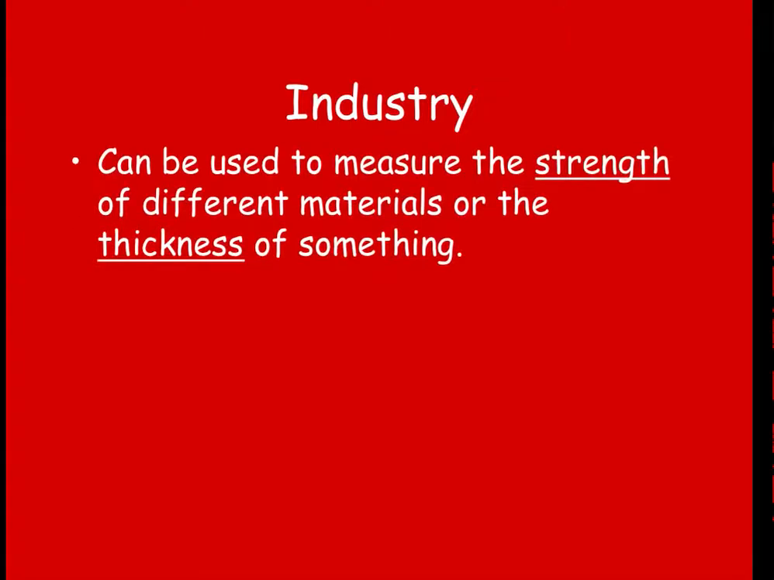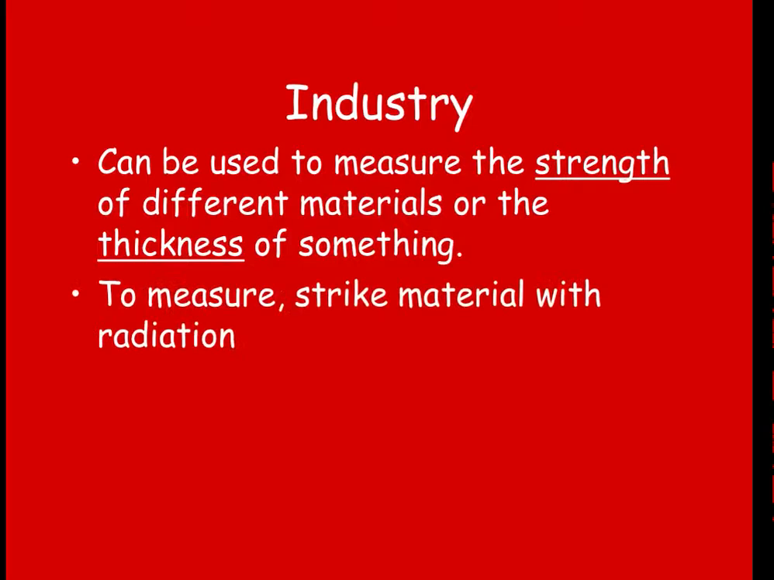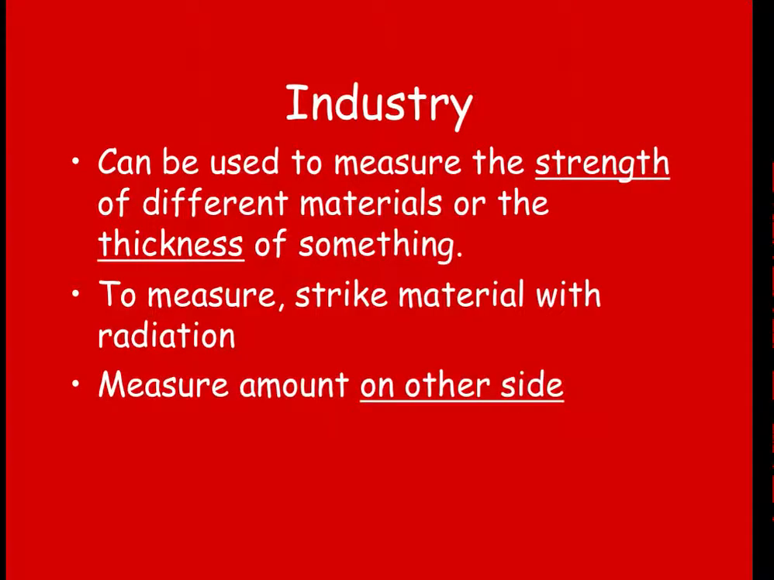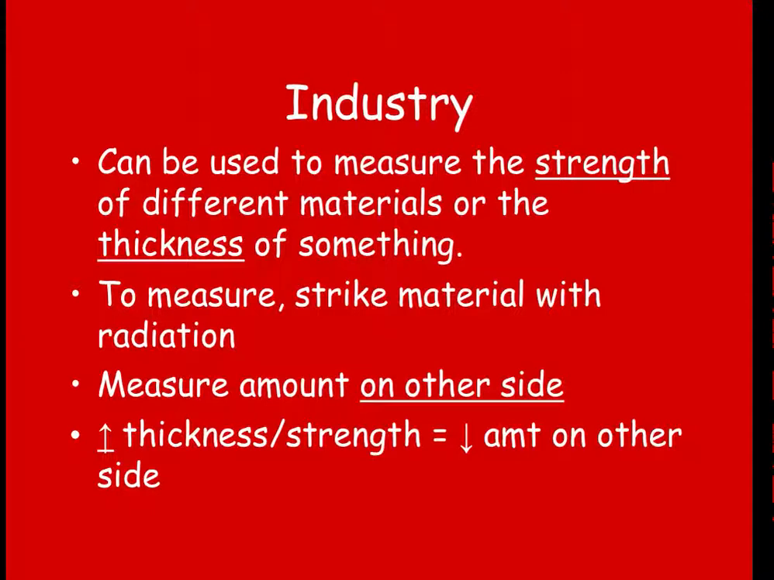Radioisotope use also has its place in industry. Now, there's two different things we typically use radioisotopes for within industry. We measure the strength of different materials, or we can measure how thick something is. What we do is we strike the material with a given amount of radiation, and we measure how much comes out on the other side. The more thick or strong it is, the less will come through.